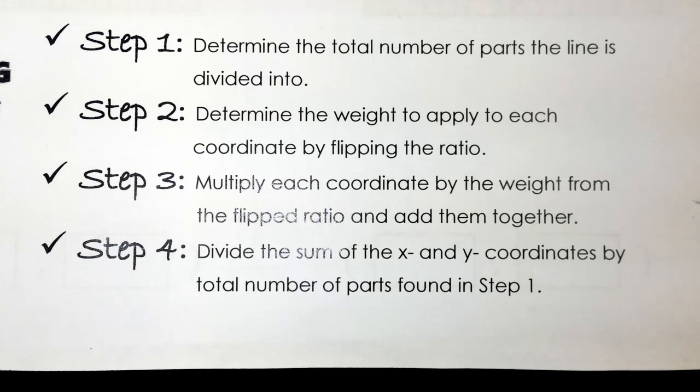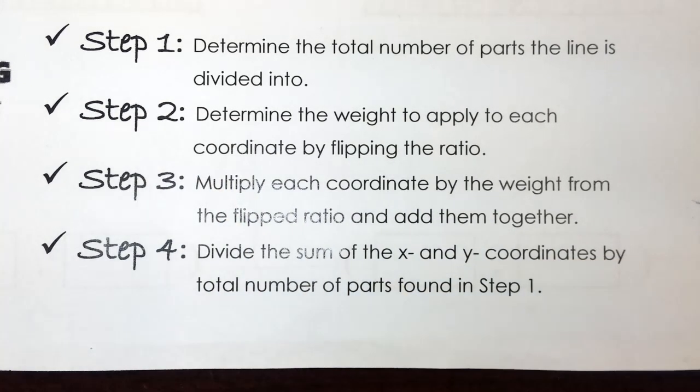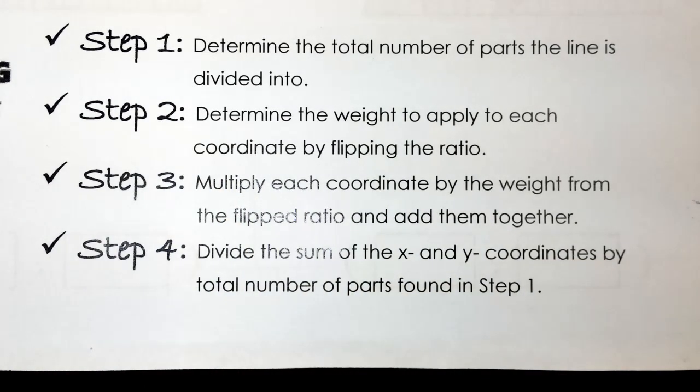Multiply each coordinate by the weight from the flip ratio and add them together. Then step 4 is determine the sum of the x and the y coordinate by the total number of parts. I read that all wrong. Divide the sum of the x and y coordinates by the total number of parts found in step 1. So we're going to divide by the total number of segments we count in step 1.